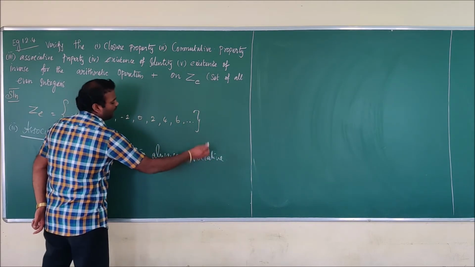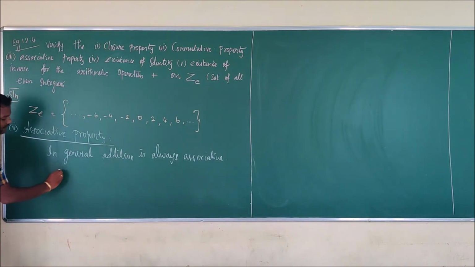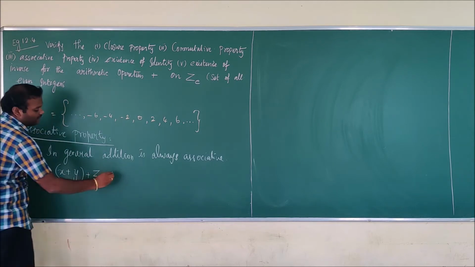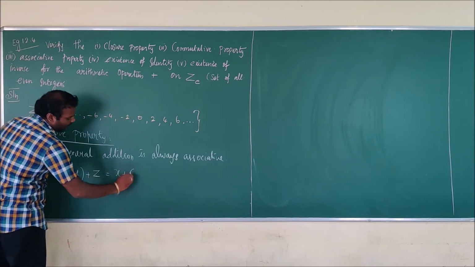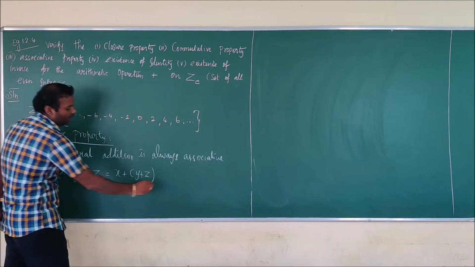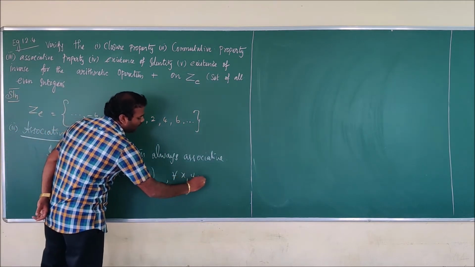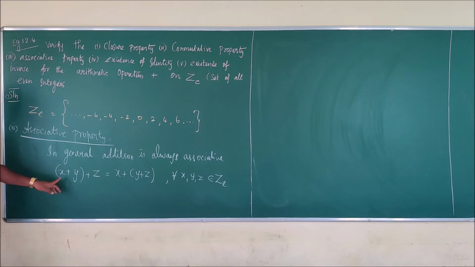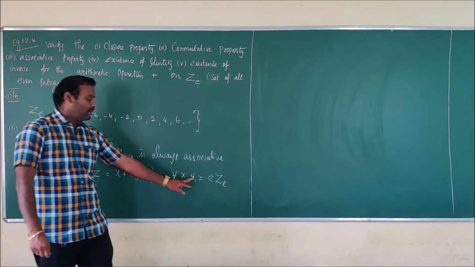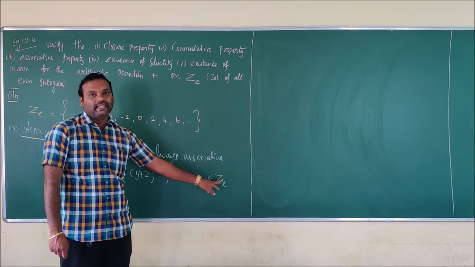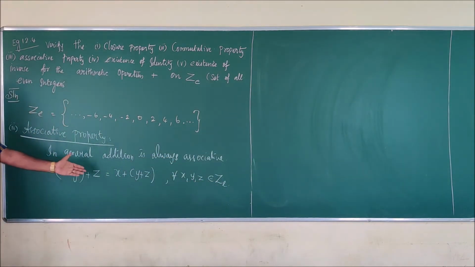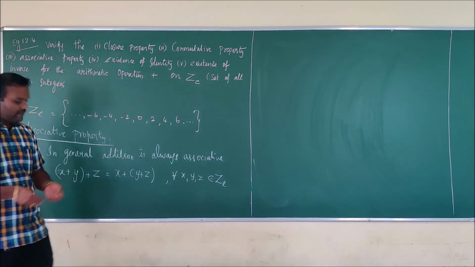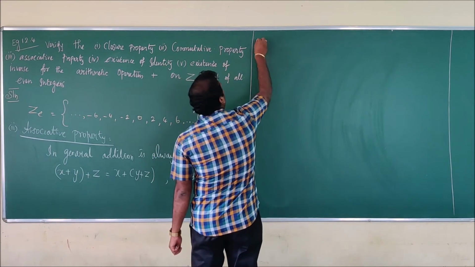So now I am going to write this in symbolic notation. That is x plus y plus z is equal to x plus y plus z, for all x comma y comma z belongs to the set of all even integers. That is x is an even integer, y is an even integer, z is an even integer. One may easily verify this result. The answer is going to be the same. Next step, we are going to see the existence of identity.